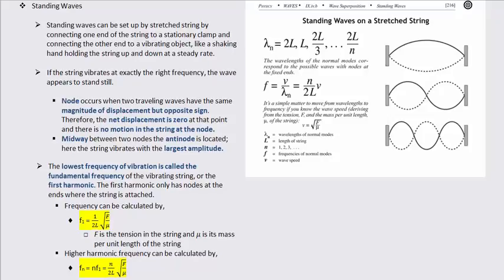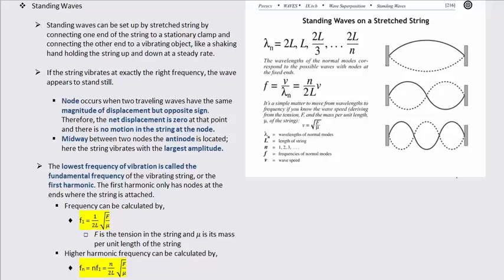When the wave appears to stand still, we can observe nodes and antinodes within the standing wave. A node occurs when two traveling waves have the same magnitude of displacement but opposite signs. Therefore, the net displacement is zero at that point and there is no motion in the string at the node. Midway between two nodes, the antinode is located. Here, the string vibrates with the largest amplitude.